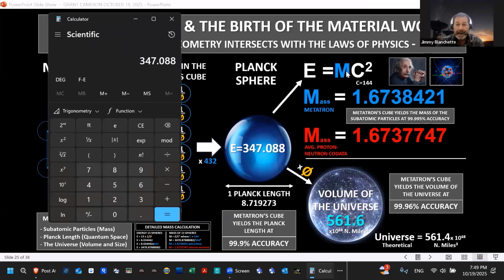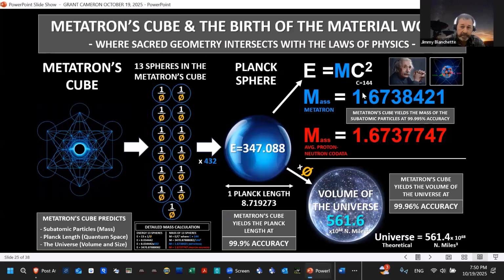If we want to calculate the matter equivalent, the amount of mass, we divide by c squared, the speed of light squared. In our case, it's harmonic 144 squared, the speed of light harmonic I've been talking about for a long time. We get exactly 16738.421, the number in blue here, 1.6738421. Amazingly, if you compare that mass to the red number, the red number is the average mass of the subatomic particles making up the material world we live in.